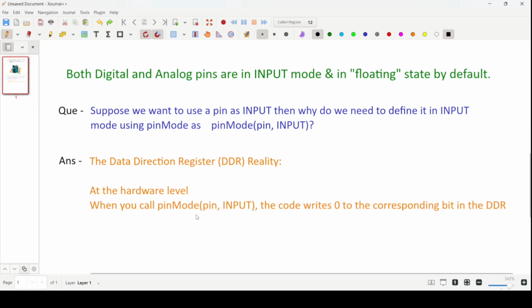So by explicitly setting the mode of the pin using the pin mode function, you ensure your code is deterministic. Basically, the pin mode function tells the compiler that it doesn't care about what happened before. From this moment onwards, this pin should remain in whatever mode you are defining. Like if you are defining input mode, it should remain in the input mode. If you are defining output mode, it should remain in the output mode.